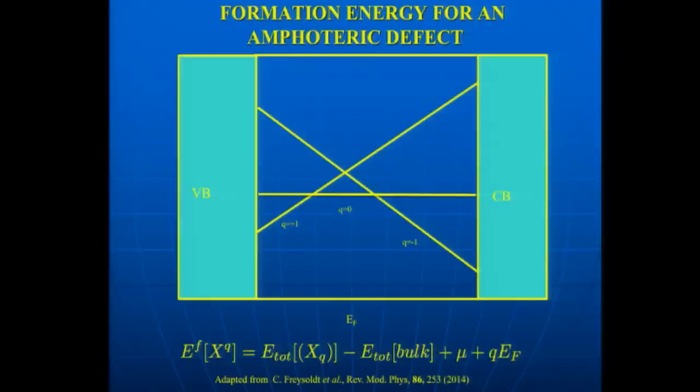And the bottom line is that these transitions indicated by these two sets of dashed lines are important to understand. These points here tell you exactly for what Fermi level the charge state can go from a positive charge state to a negative charge state, or from a neutral charge state to a negative charge state.